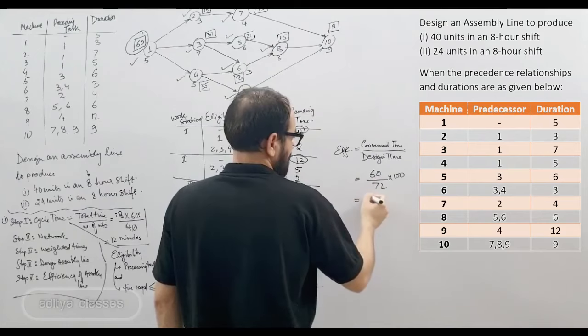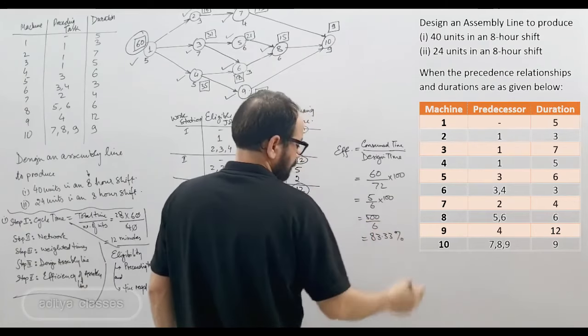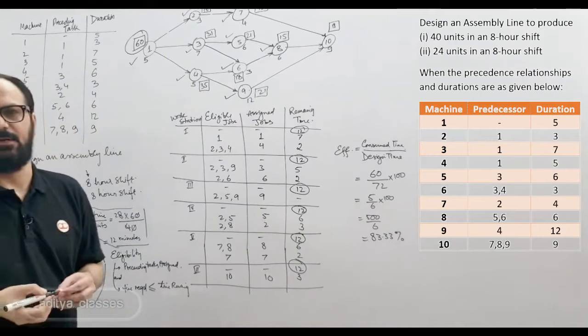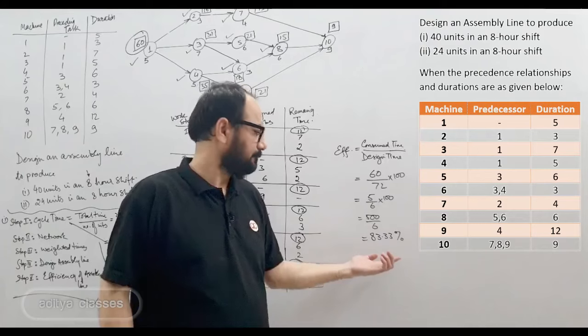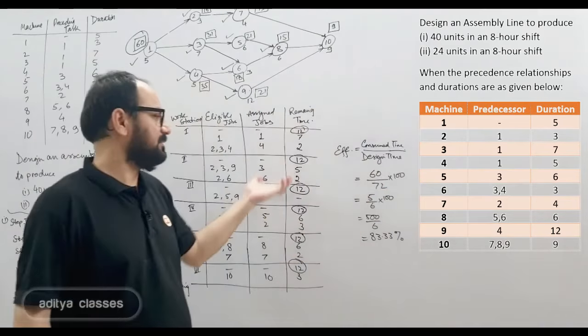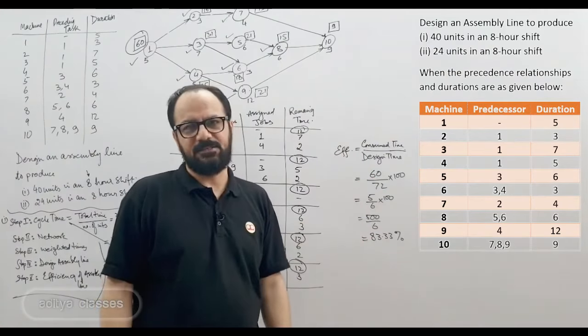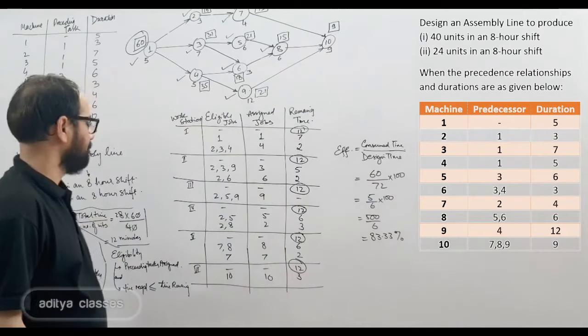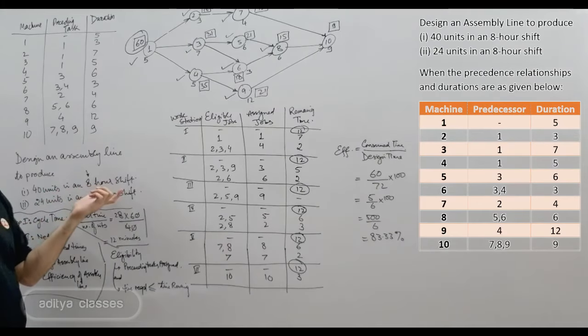Can we solve it? We can solve it using the formula, and we get 83.33%. This is my efficiency. I had a capacity to work for 72 minutes, but my design has restricted me to working only for 60 minutes, and this comes as my efficiency. So this was how we can prepare an assembly line for 40 units in an 8-hour shift.